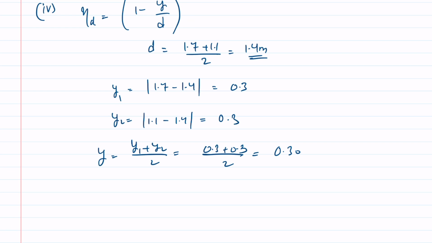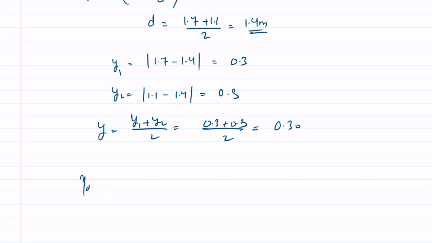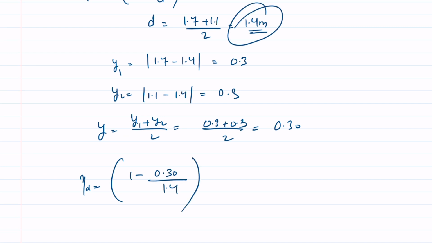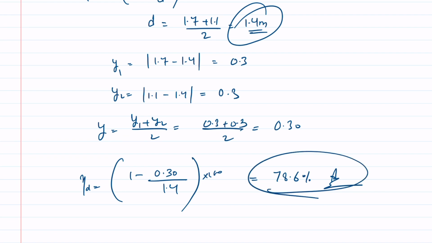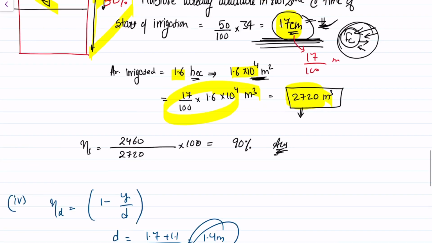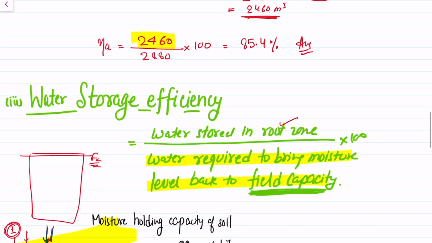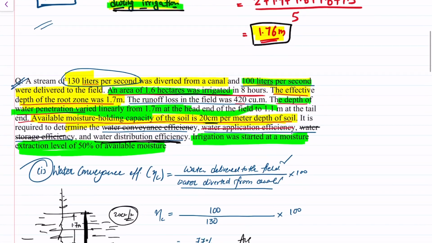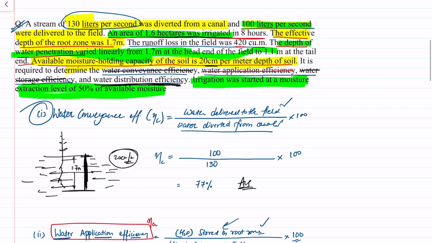Correct. Let's put the values. So the water distribution efficiency will be 1 minus 0.3 divided by 1.4, into 100. So this will come out to be 78.6%. Okay, so this is how we find out the water distribution efficiency. I hope this numerical on the water distribution efficiency and water application efficiency is clear to you.